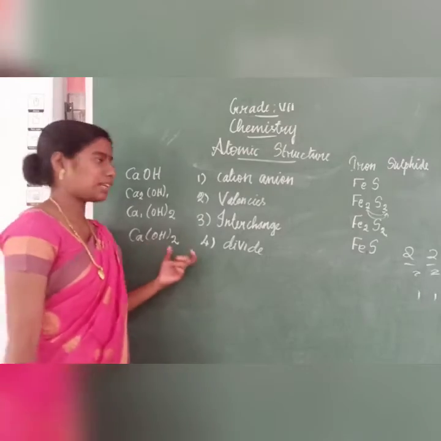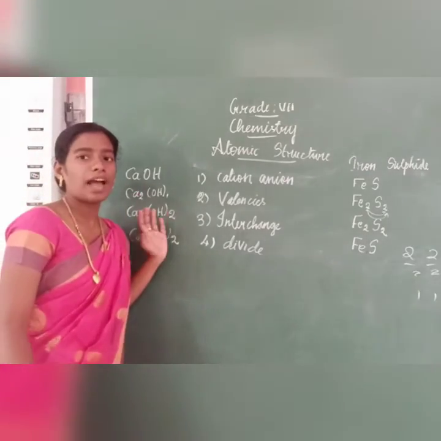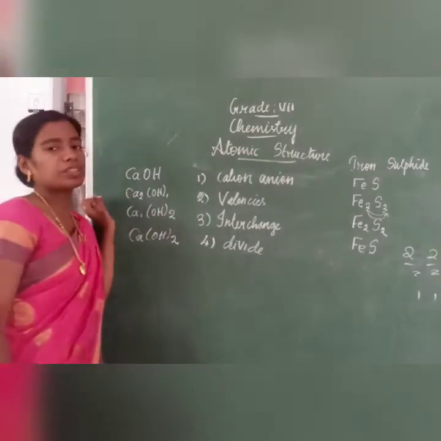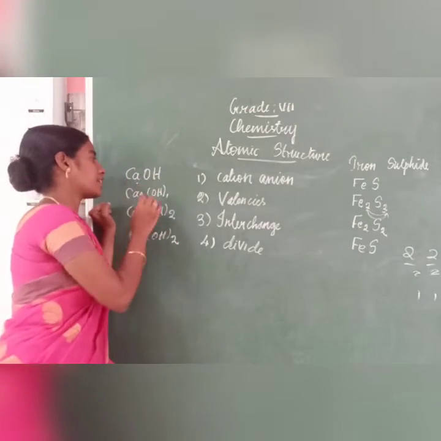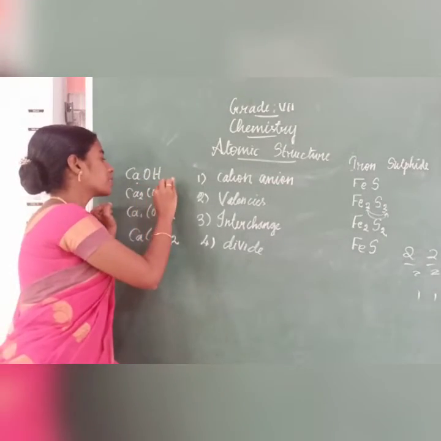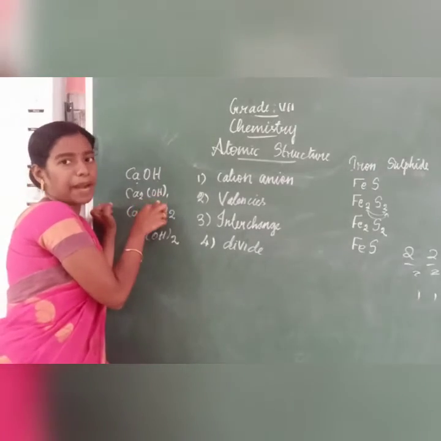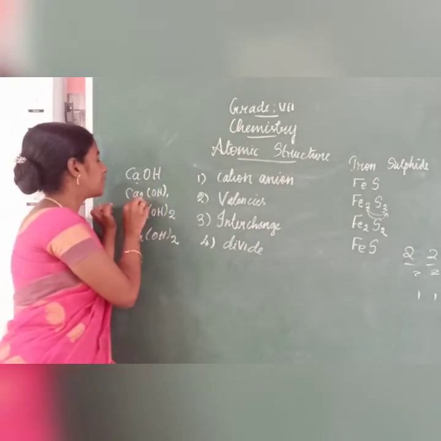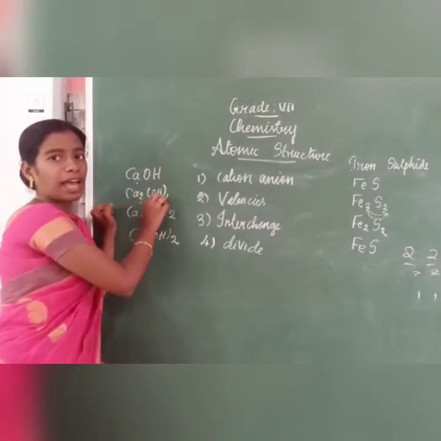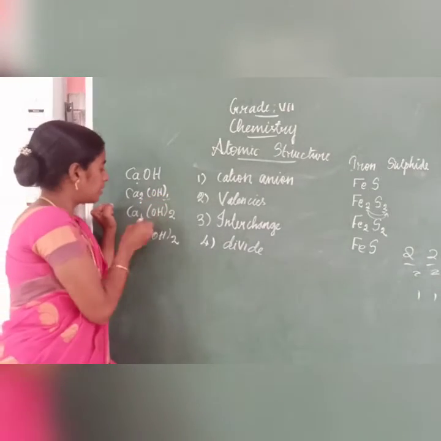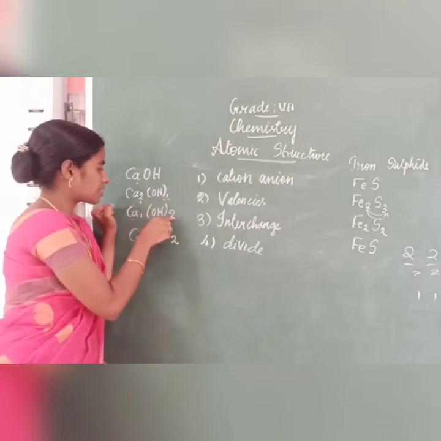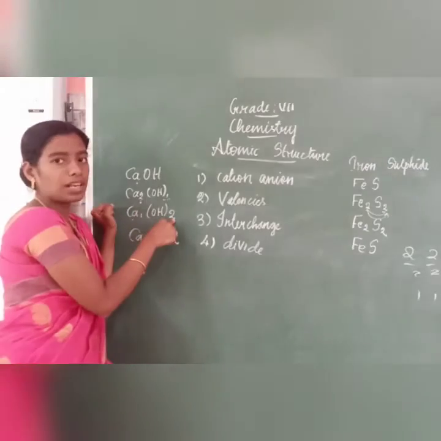One more example I will say: calcium hydroxide. Calcium, you have to write the cation first, anion second, and you have to write this OH inside the bracket. Now you have to write the valencies, calcium 2 and this OH 1. Then you have to interchange. This 1 will come here and this 2 will go here.